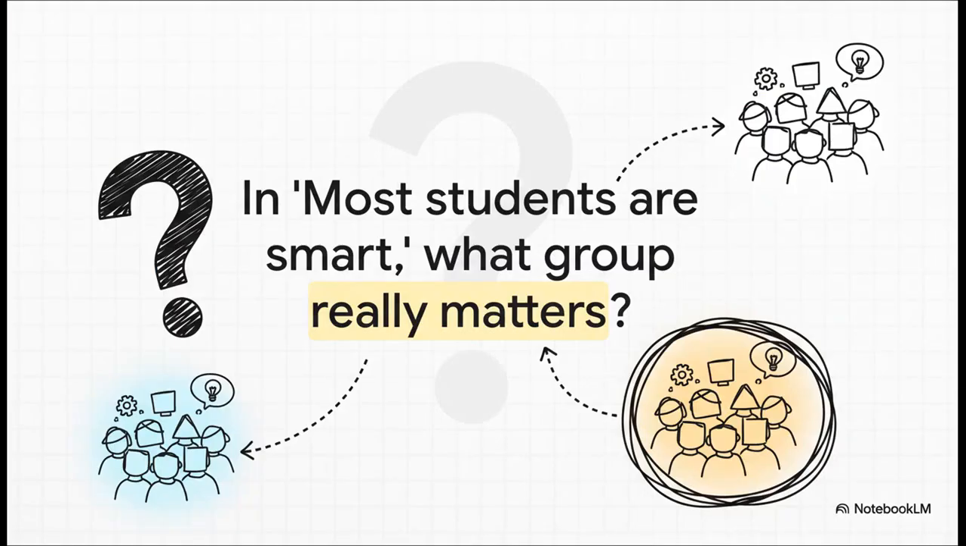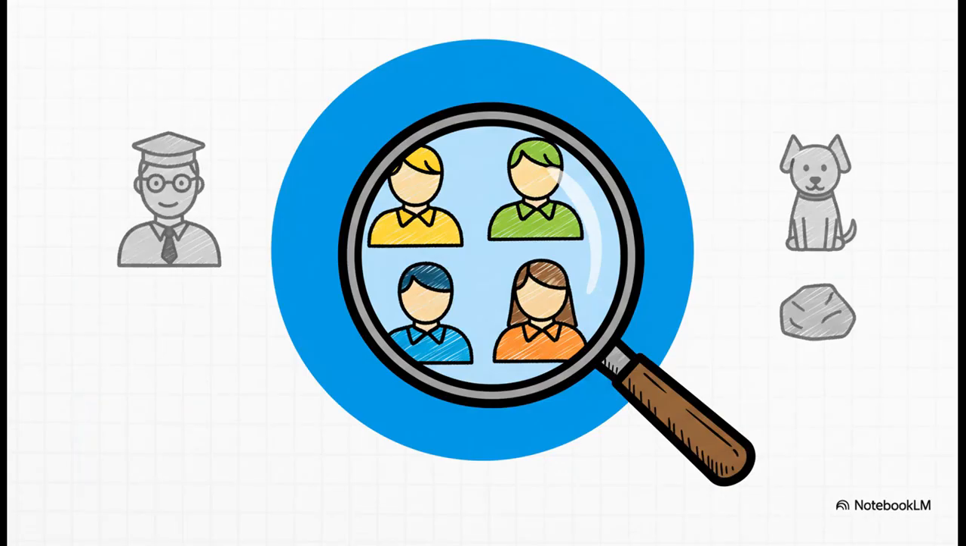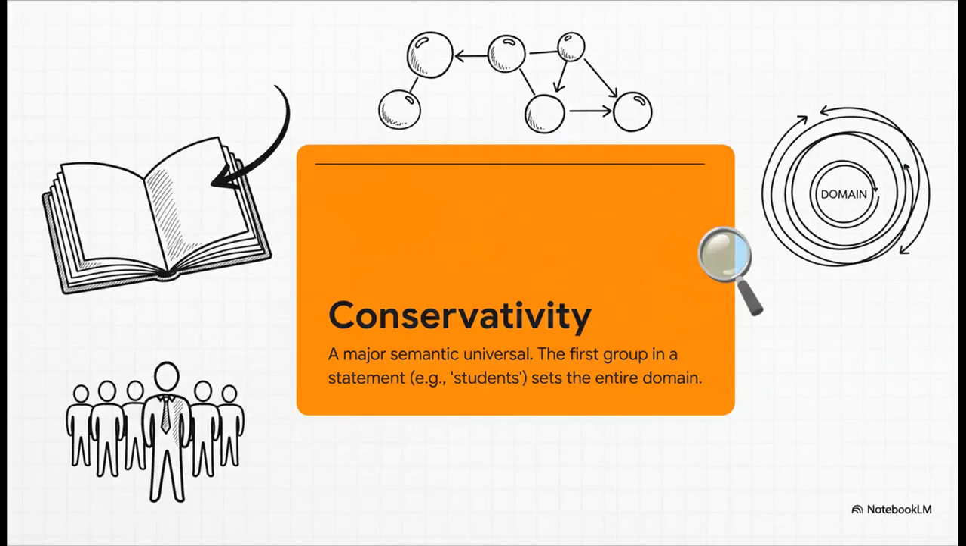So, let's try a little thought experiment. When you say something like, most students are smart, who are you actually talking about? To check if that sentence is true, whose brain do you need to peek into? The answer is you only care about the students, right? You don't need to check on smart professors or smart pets or smart furniture. Your brain just automatically, instantly restricts the whole world of that statement down to just the students. This automatic restriction thing has a formal name. It's called conservativity. And here's the kicker. It's considered a major semantic universal. What that means is, in any language, the very first group you mention, the students in our example, sets the entire stage. Everything else just becomes background noise.